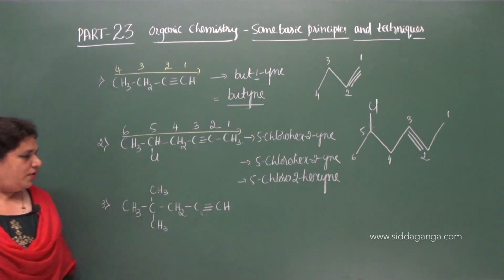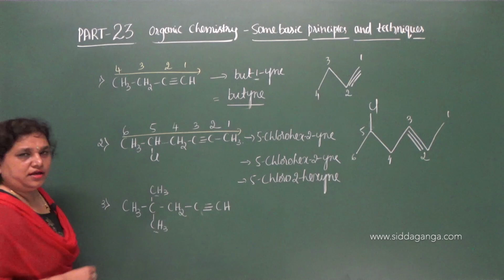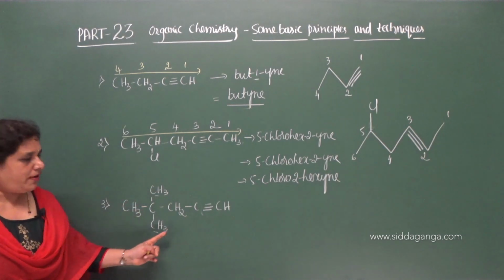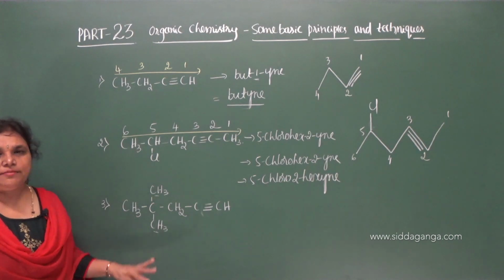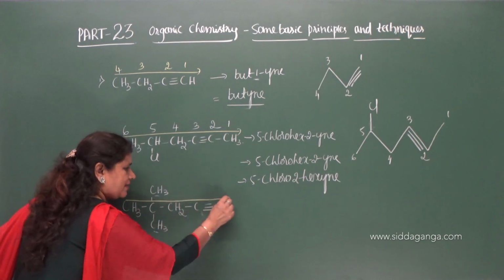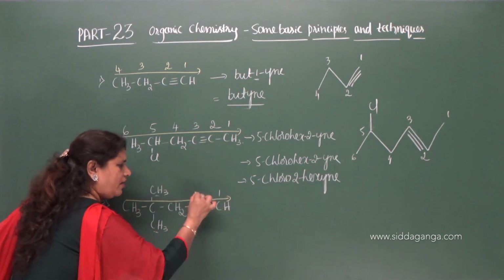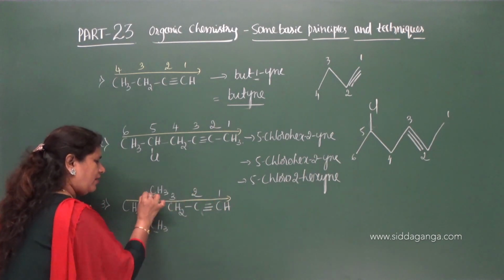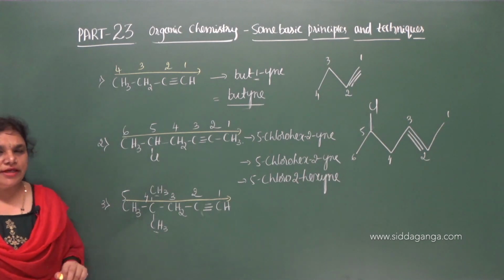Now let us move on to the third one. Here we have two substituent groups, correct? If you select this chain, these two will be the substituent groups, and if you select this chain also, these two will be the substituent groups, but the number of carbon atoms remains the same. So let me select this carbon chain, and give the number from this end: 1, 2, 3, 4, 5. On the fourth carbon we have two methyl groups.